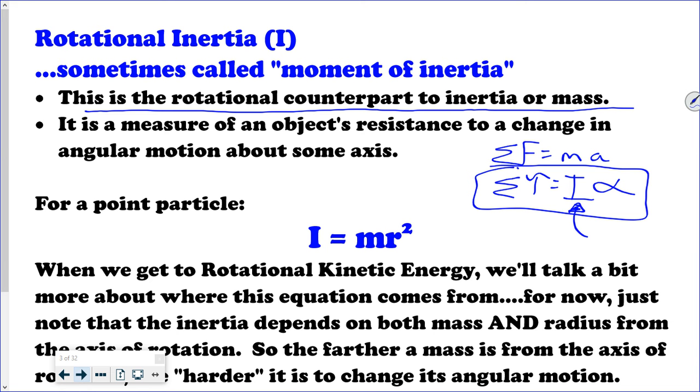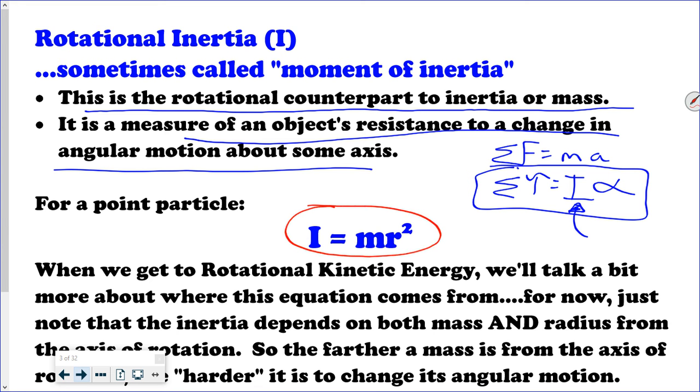So in the same way that regular inertia measures an object's resistance to a change in linear motion, rotational inertia measures an object's resistance to a change in angular motion about some axis. If you want to calculate the rotational inertia of a point particle, here's the equation. It's I equals mr squared, where m is the mass of the object, and r is the distance that object is from your axis of rotation.